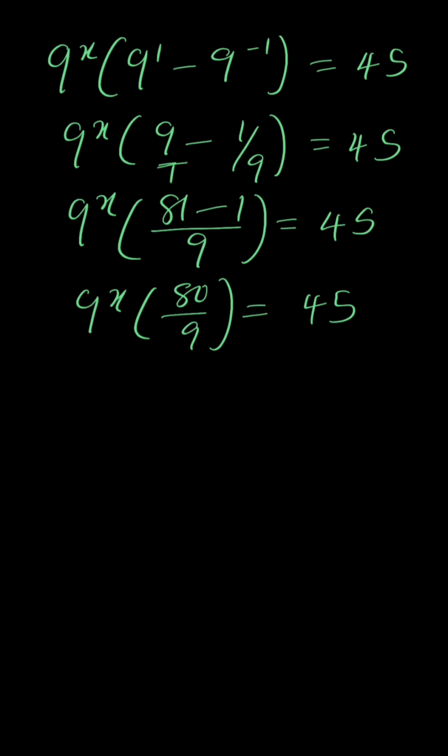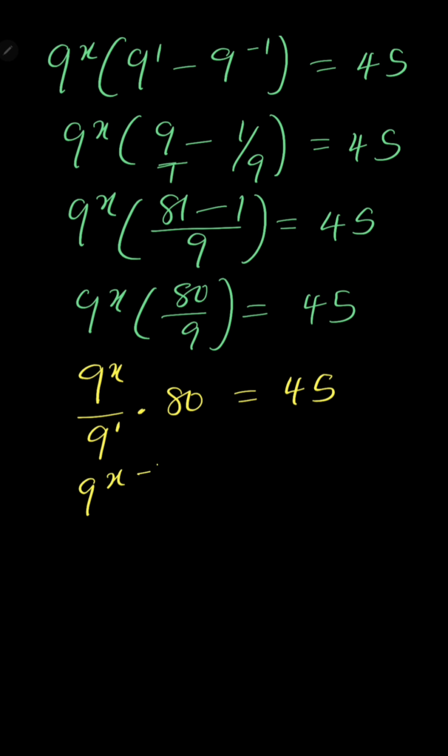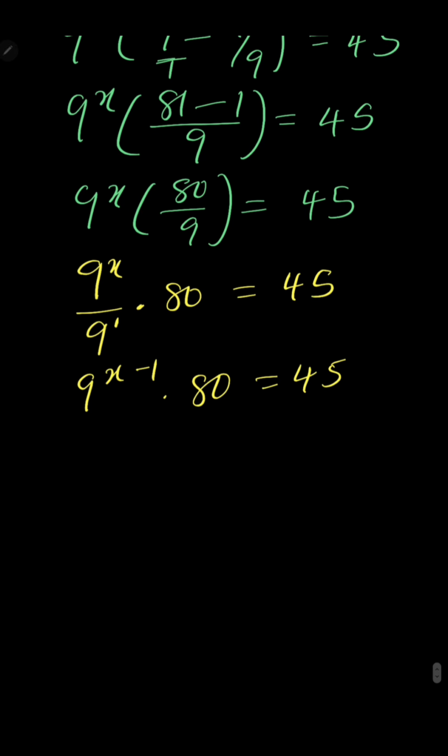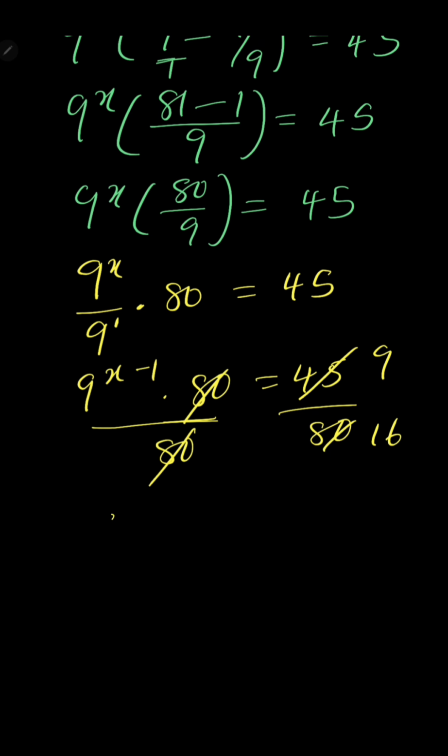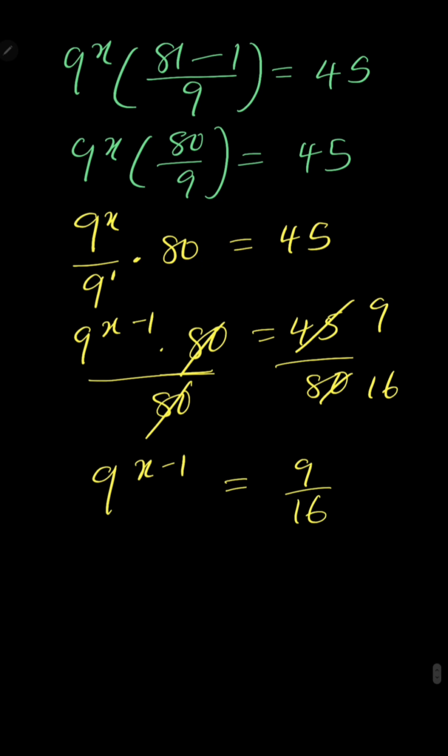The first thing to do here is to understand that this can be written as 9 power x over 9 multiplied by 80 equal to 45. This 9 is the same thing as 9 power 1, so we call it 9 power x minus 1 multiplied by 80 is equal to 45. So let's divide both sides by 80 and see what will happen. 5 goes into 45 nine times and into 80 sixteen times. So we are having 9 to the power of x minus 1 is equal to 9 over 16.